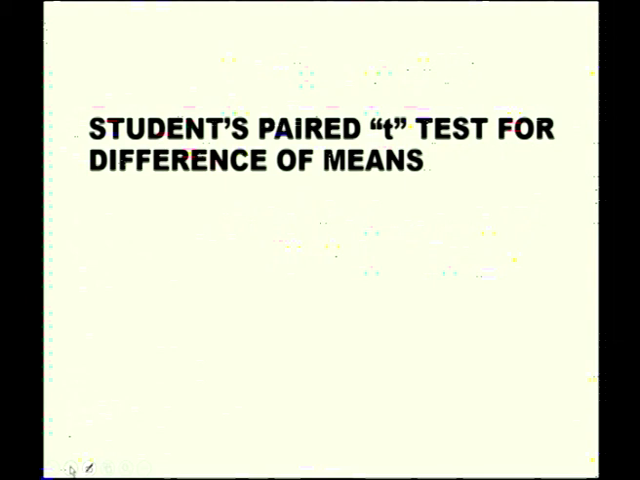Next, students, paired t-test for difference of means. This is also actually difference of means, where you will be given two different types of samples. The sample is the same, but they are different in the sense of before treatment and after treatment, as we were discussing in one of the previous sessions. So, paired observation means the sample is the same, but it is taken before a kind of treatment and the same sample is considered after the treatment.